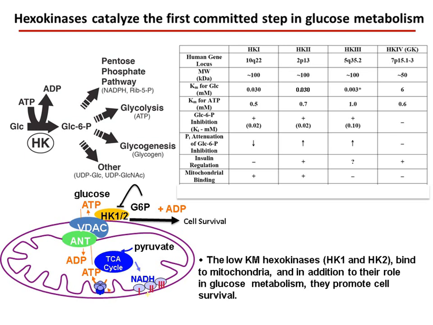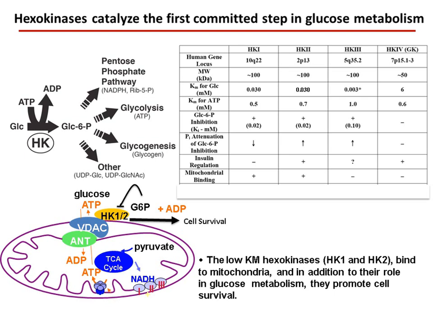There are 4 major hexokinases expressed in mammalian cells, encoded by 4 separate genes, hexokinase 1 to hexokinase 4. There is also a 5th hexokinase that has not yet been fully characterized. Hexokinases 1 to 3 are high affinity hexokinases, whereas hexokinase 4 is a low affinity hexokinase, and it is expressed only in liver and pancreas.